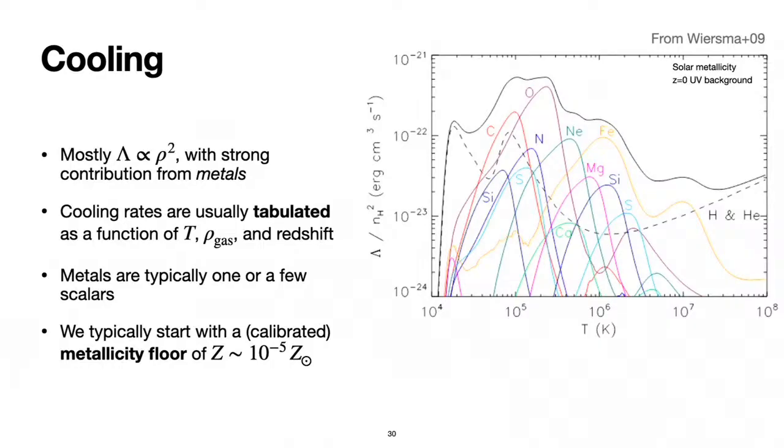If you want to compute all that on the fly, you have to compute different cooling rates for different species. Then, first of all, you need to include all those species in your simulations. Usually, you include one scalar, which represents metallicity. And you also have to compute just a lot of cooling rates, which are very expensive to calculate. So it's much cheaper to just tabulate it and calculate from a table in each gas cell, or volume element, in your simulation.